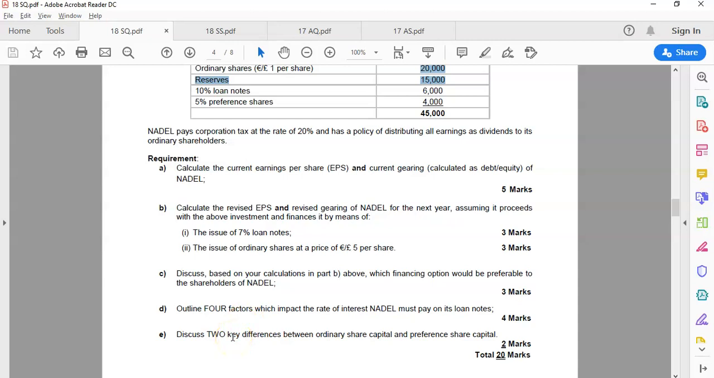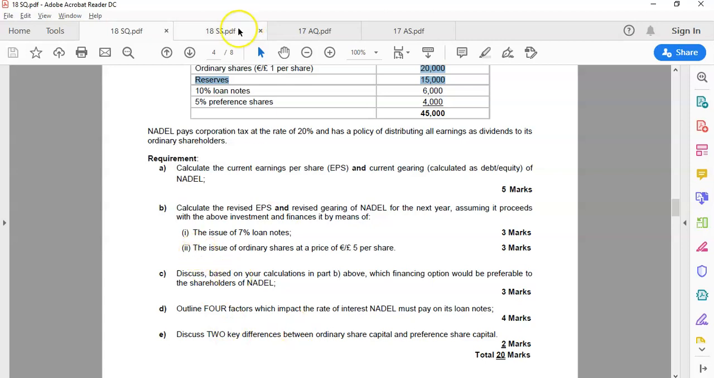And finally then, about sources of finance. 2 key differences between ordinary share capital and preference share capital. So 1 mark for each. First obvious one, ordinary shareholders have voting rights. Preference shareholders do not. Ordinary shareholder dividends are optional. They may or may not be paid. Preference share dividends are usually mandatory. They're paid every year. It's a fixed dividend.